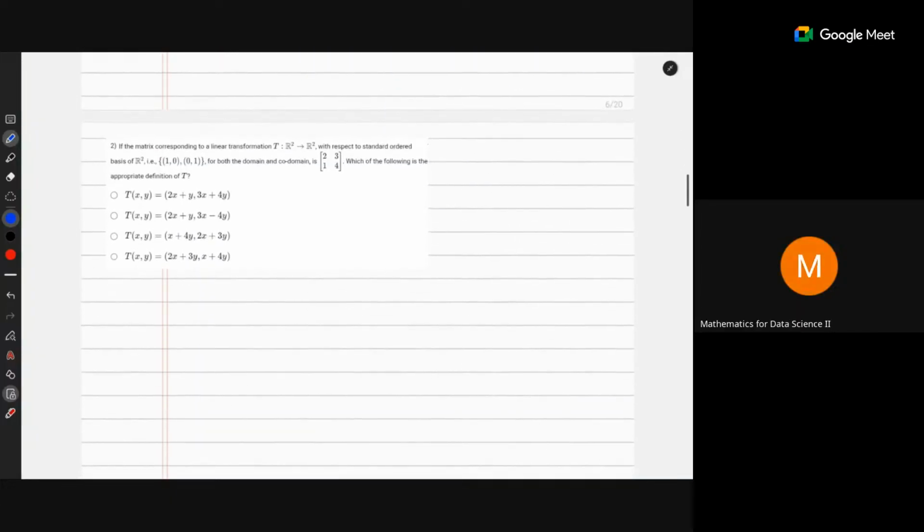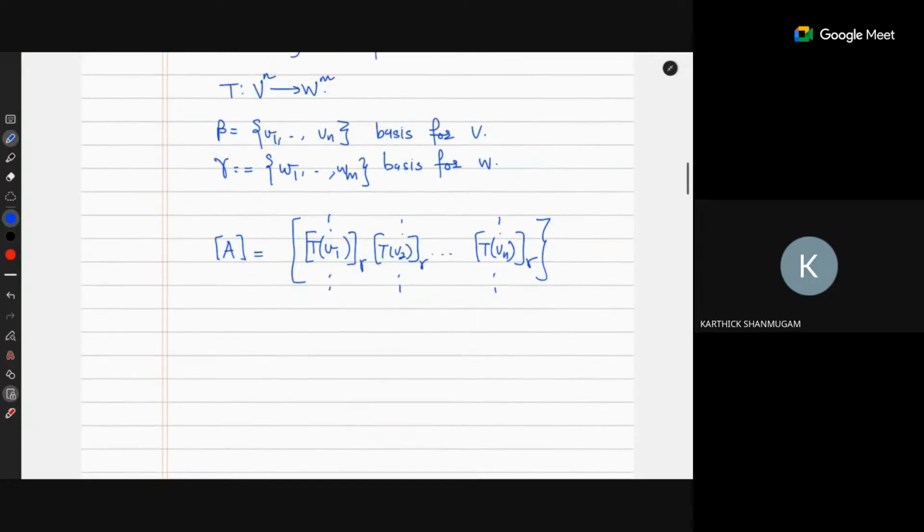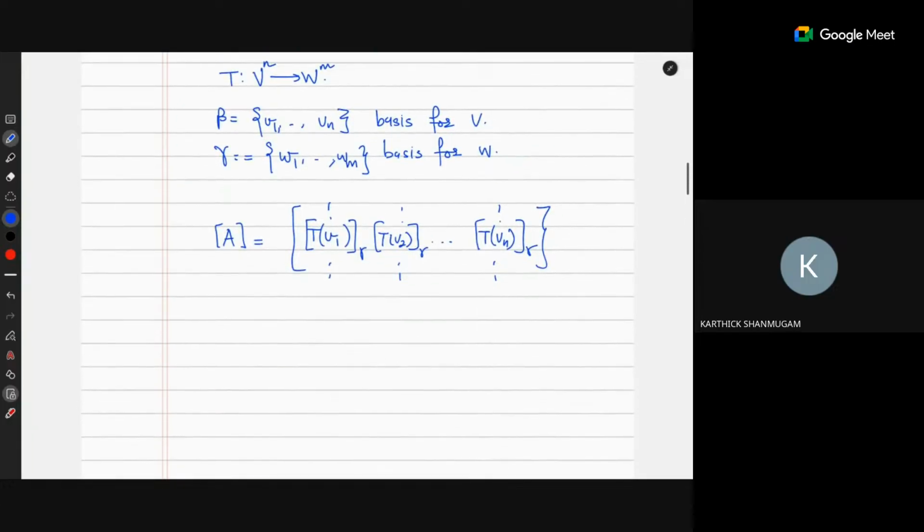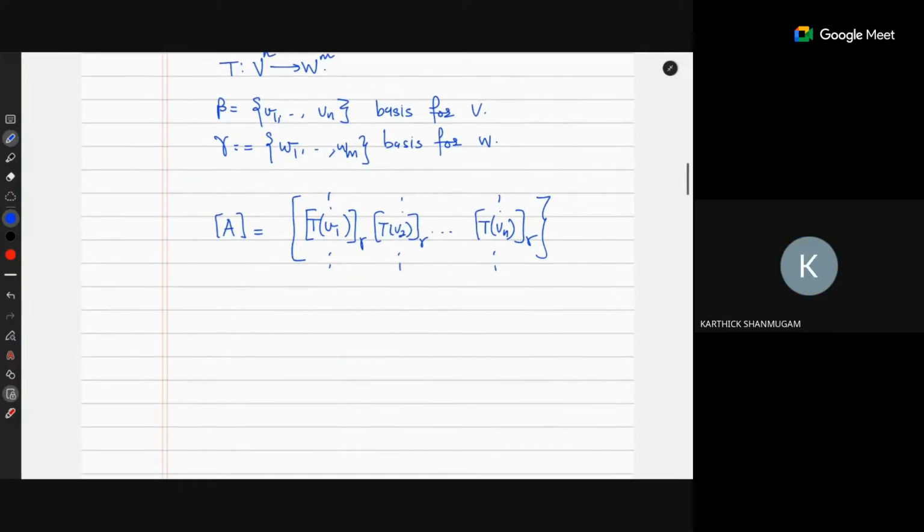Sir, could you repeat the last part? I was able to follow up till beta and gamma are the bases for the vector spaces V and W. Right. Now each T(vi) will lie inside W. Correct. So you can express each T(vi) in terms of the basis gamma, which is the basis of W. And that expression I'm denoting this way.